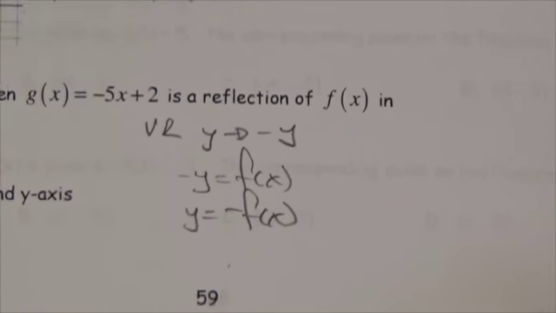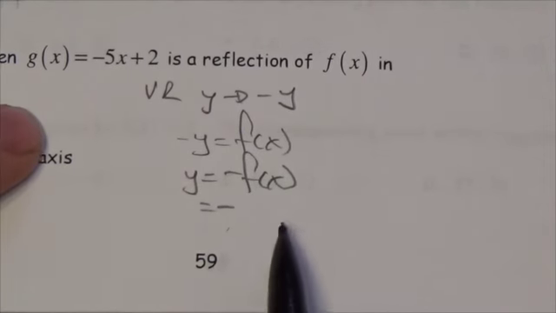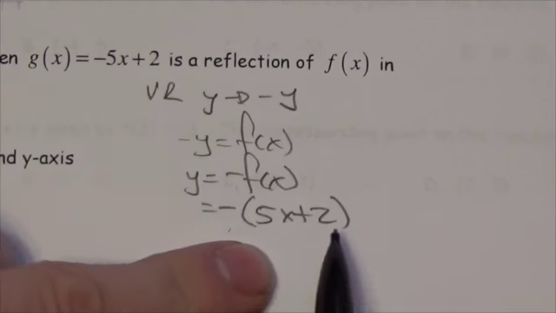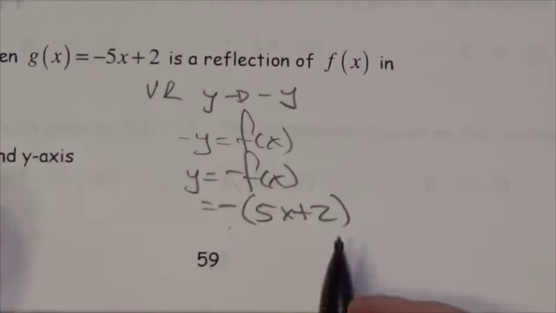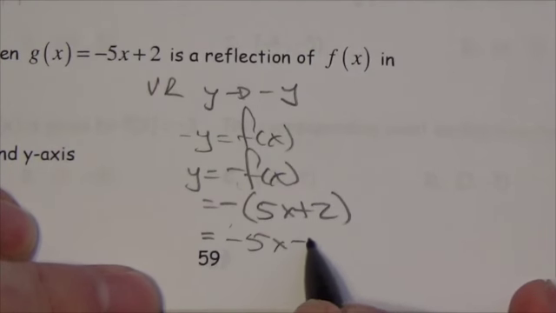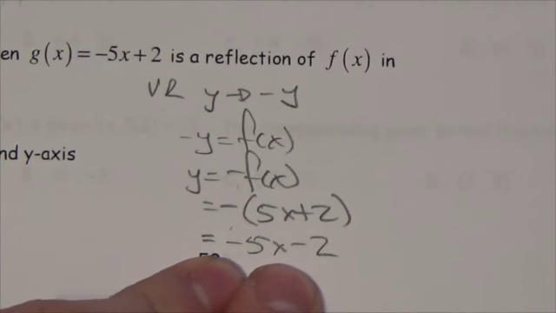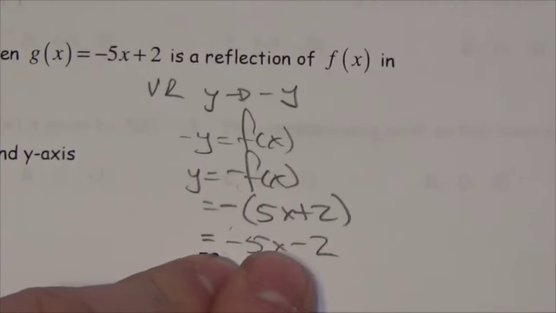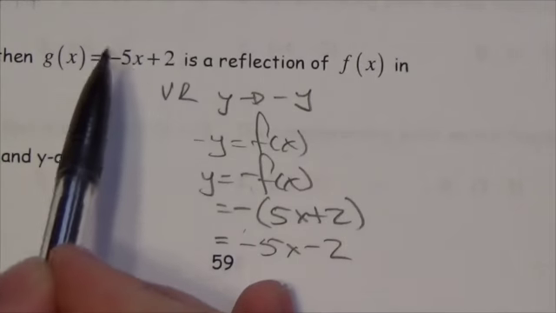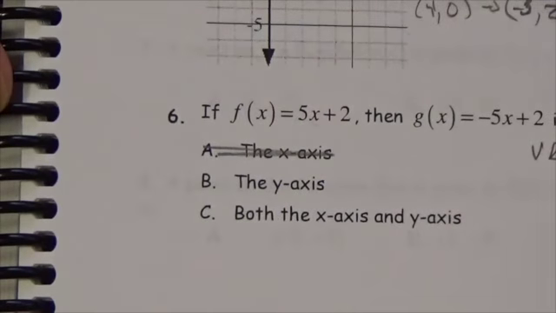Now here's the issue, the problem that we have in a lot of cases here is that f of x refers to, in this case, 5x plus 2. There are two terms in that function. And so when I plug that negative through, I have to distribute it to both terms. So right here is what a vertical reflection, a reflection over the x-axis would look like. Well, that's not what this looks like. So this cannot be a reflection over the x-axis.